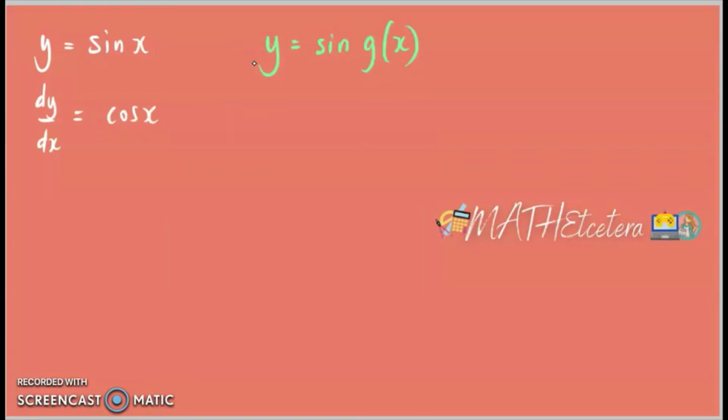But if we have y is equal to sine of a function g of x, then its derivative with respect to x is equal to cosine of that g of x. Then we will apply the chain rule here. We will multiply this cosine of g of x by the derivative of our inside function g of x.